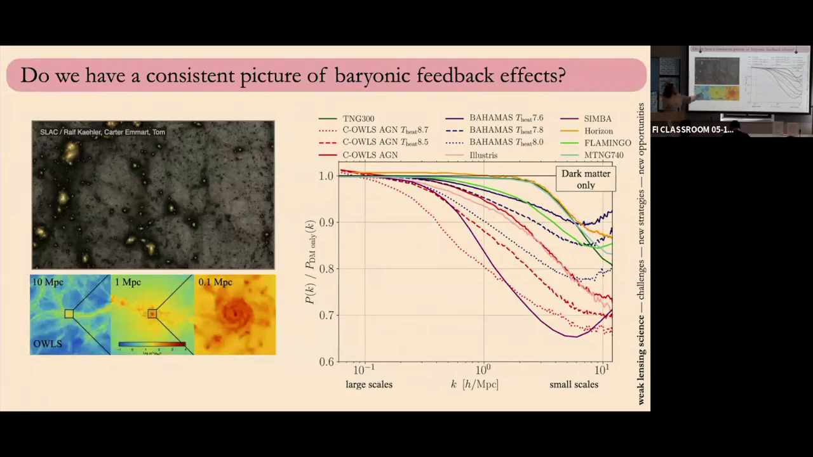So what I'm showing in this plot here is the ratio of the total matter power spectrum to the dark matter only matter power spectrum. And you can see that the presence of baryons, they redistribute the matter so that you get this suppression as a function of scale, as a function of k scales, so small scales on the right and large scales on the left.